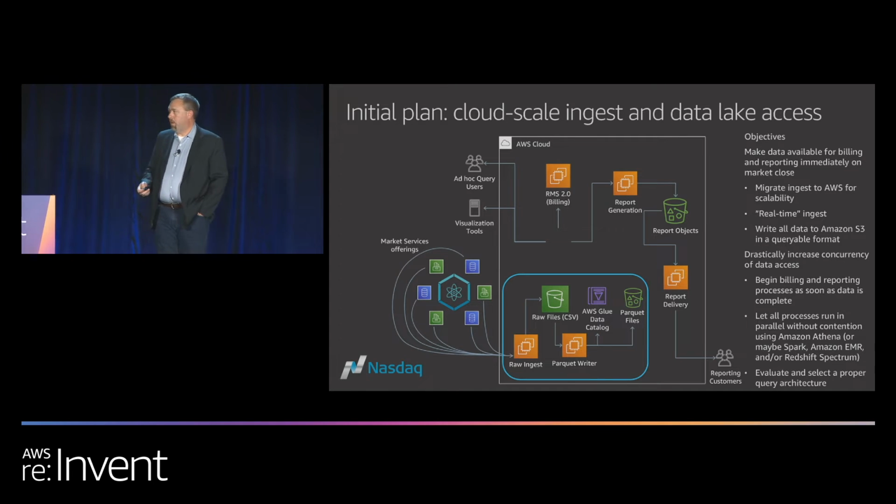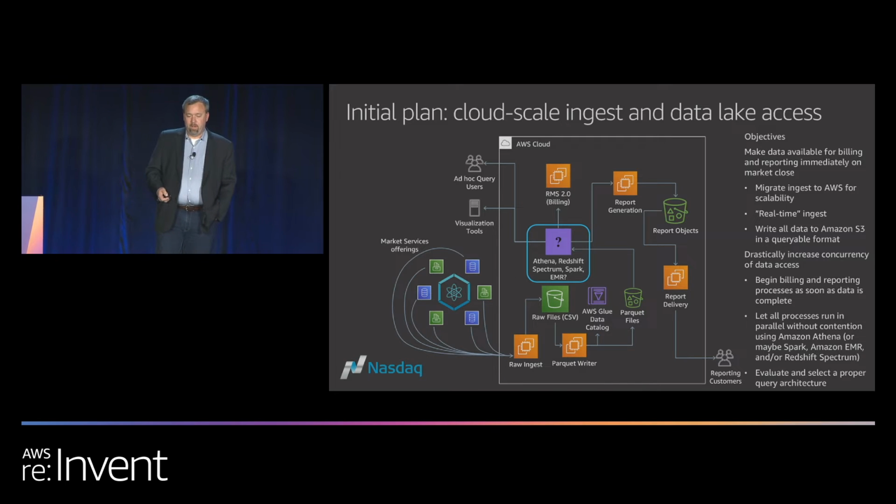So let's erase that part of the architecture and look at what our initial plan was to replace it. So initially, we knew that we wanted to move our ingest into AWS. And we wanted to turn Parquet file writing into the first-class citizen of our ingest process. This, we believed, would allow us to scale and dramatically increase the speed of our ingest.